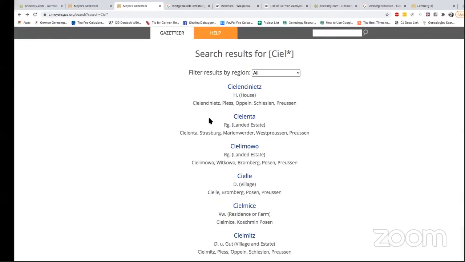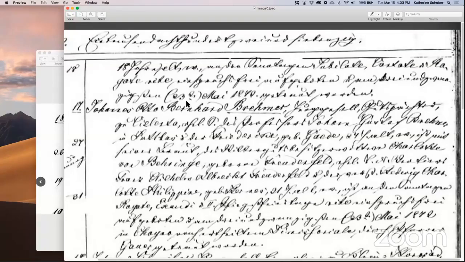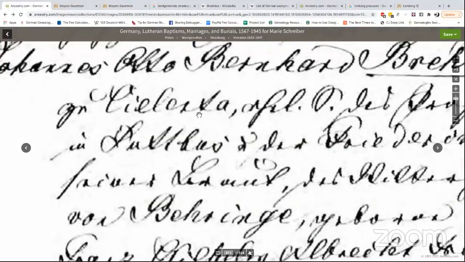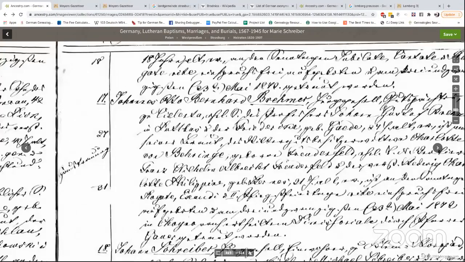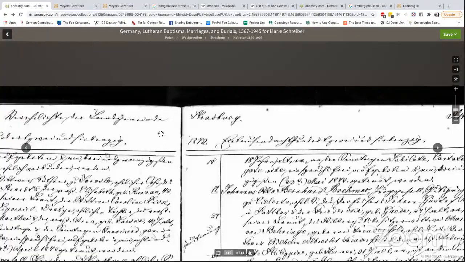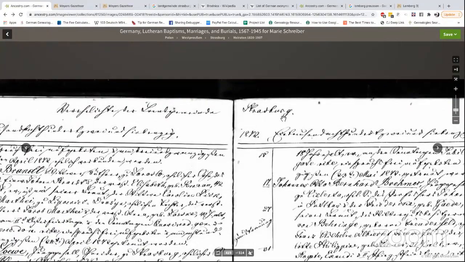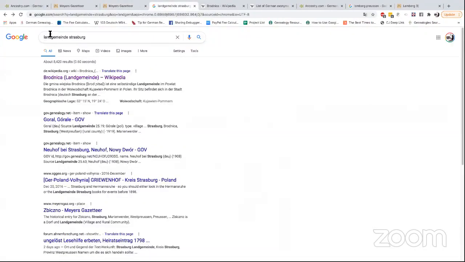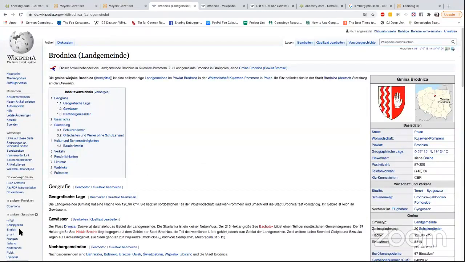So what I did then was look back, let's go back to Ancestry, at the top of the page where it says the records from, and this says Landgemeinde Strasbourg. So it's a kind of a community of Strasbourg. So I typed in that exact phrase into Google and look what came up. This first entry. So I click on it because I see here it says German Strasbourg, which is exactly what I'm looking for. Click on it, and I can always change it to English down here if I want to. That's available.